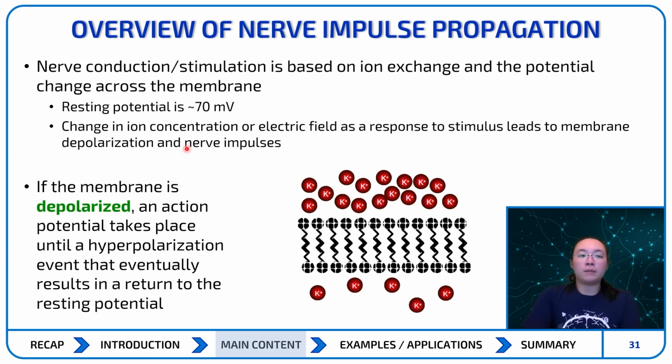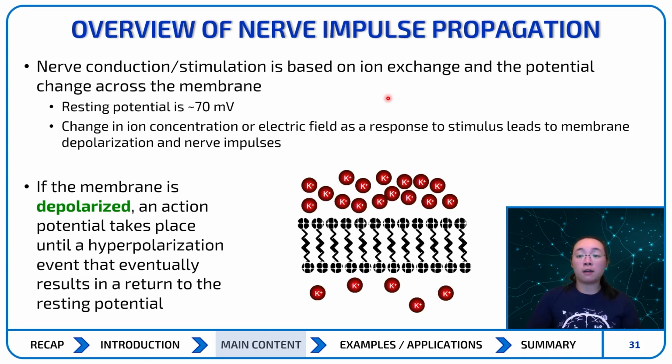Now, next we want to start to take a look at nerve impulse propagation. That starts our little exploration into how signals are passed from one neuron to another neuron, starting from the resting potential. Nerve conduction and stimulation is based on ion exchange and the potential change across the membrane. Your resting potential is approximately negative 70 millivolts.